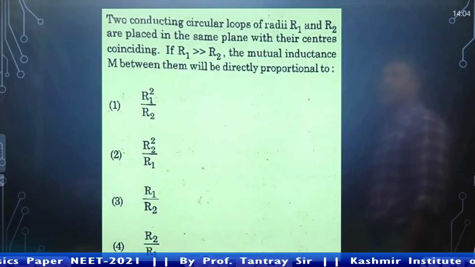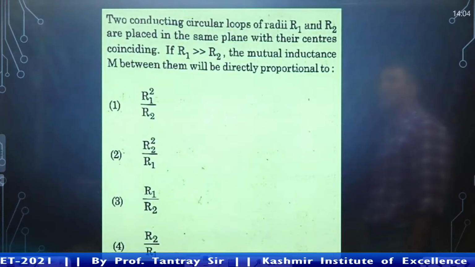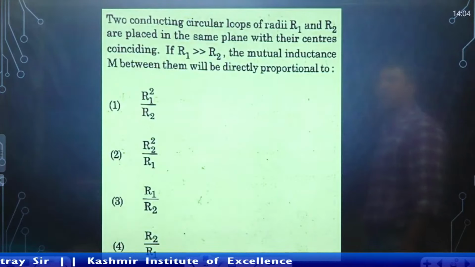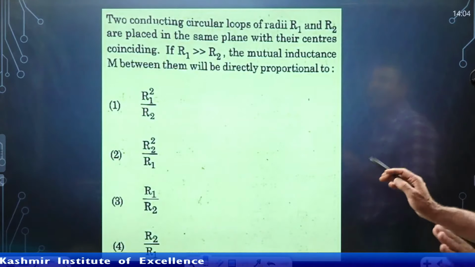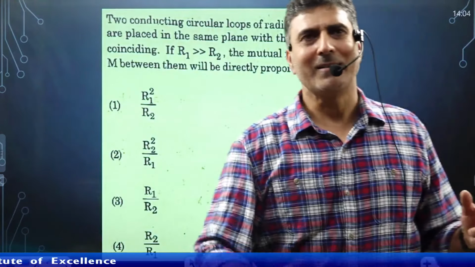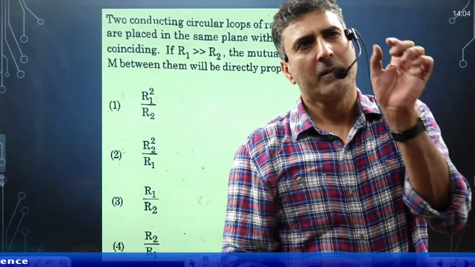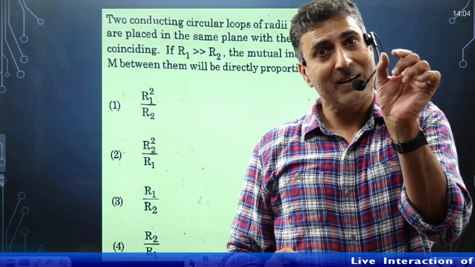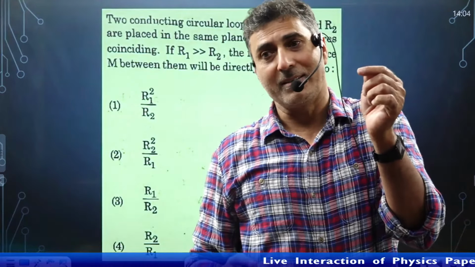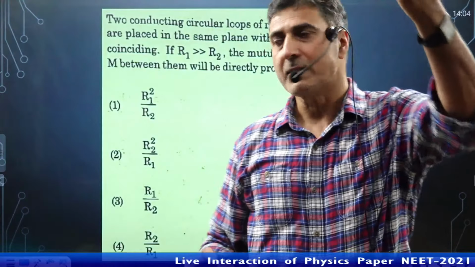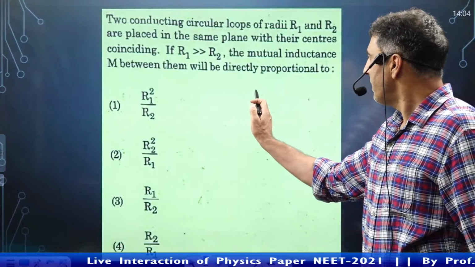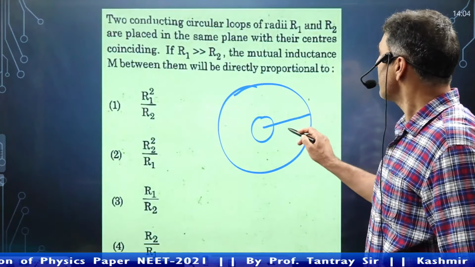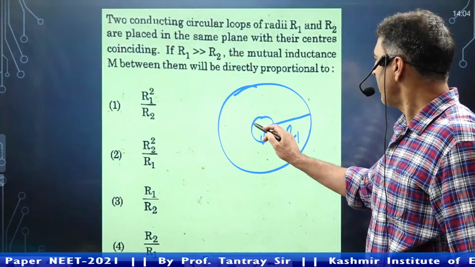Two conducting circular loops of radii R1 and R2 are placed in the same plane with their centers coinciding. If R1 is greater than R2, the mutual inductance M between them will be directly proportional to what? We have two coils, one coil and a second coil. They are in the same plane, and their centers also coincide. So, what is the coefficient of mutual inductance? Have a look. This is the one coil, this is the second coil. Big radius is R1, little radius is R2.